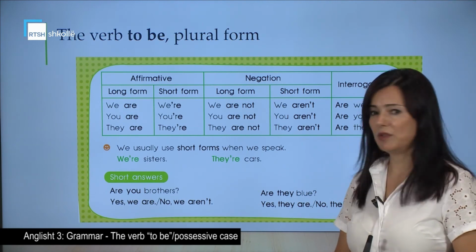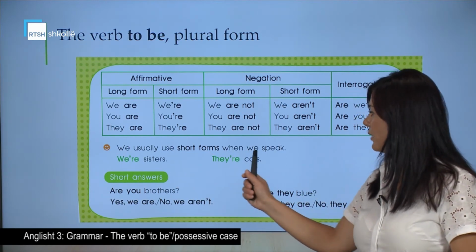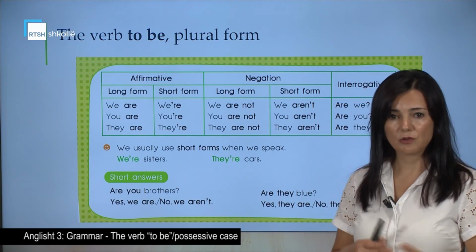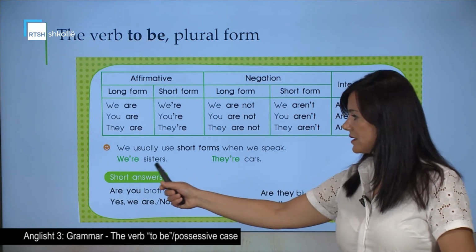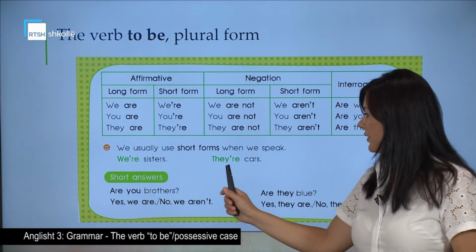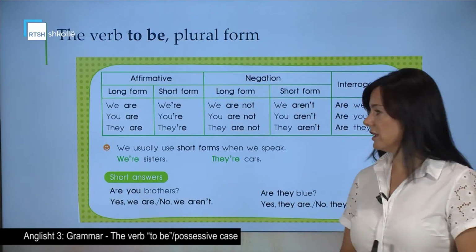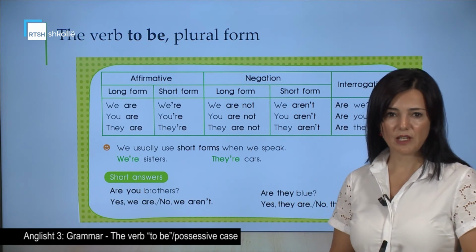Okay, as I said before, we use short forms when we speak. For example, we are sisters, they are cars. Let's go on with the short answers.